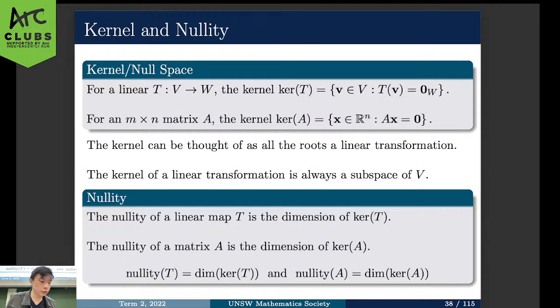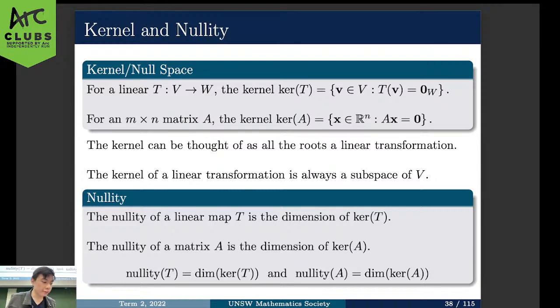So now we can move on to kernel and null space. We have a kernel, which is defined to be the set of all vectors such that if you put it into the transformation, an output of 0 happens. In the case of a matrix, it's the set of all vectors where if you multiply it by the matrix A, you get an output of the 0 vector. You can kind of think of it as the roots of a linear transformation, since a linear transformation is a function.